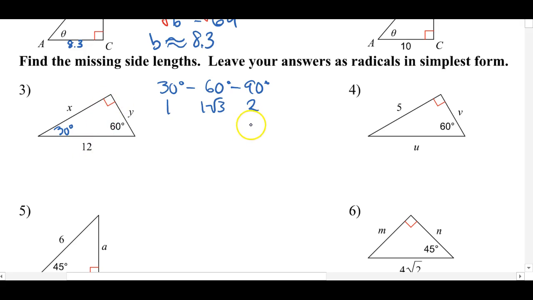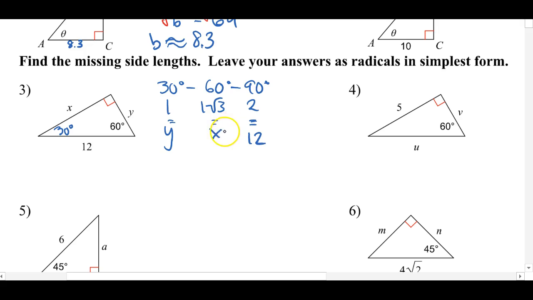Now the only side I know is this side 12, which is opposite 90. So I'll put it under 90, equals 12. And for 60, the side opposite 60 is x, so we'll put x here. And the side that is opposite the 30 is y, so we'll put y here.